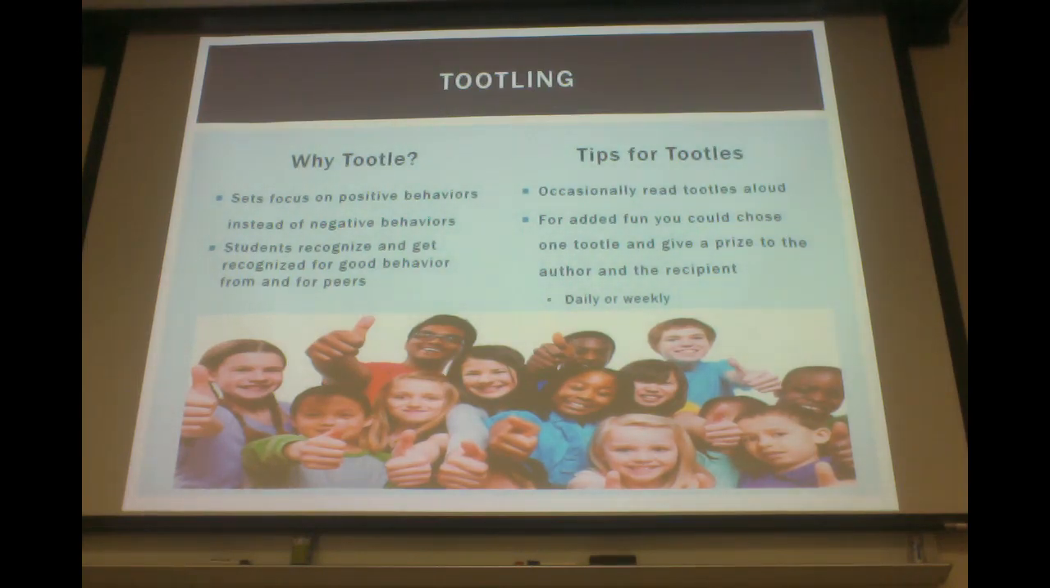For some added fun, you could choose one toodle and give a prize to the author and the recipient of the toodle, which then gets them more involved, and you can do that daily or weekly, whatever you think will keep your classroom more engaged in writing these toodle notes.